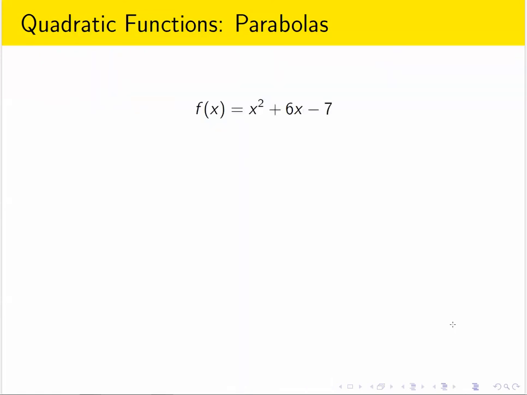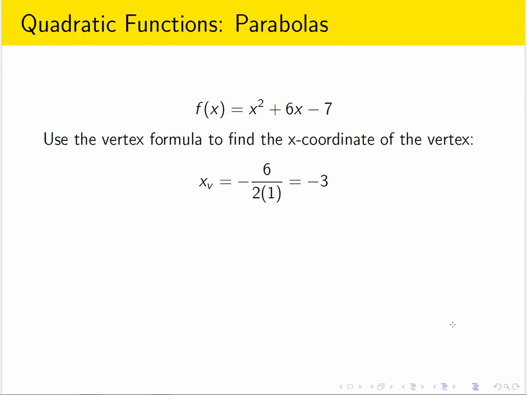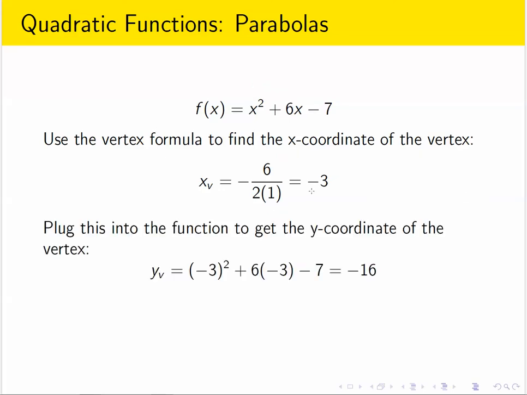So again, from this function, we're going to find the vertex. Here's our vertex formula. Numerator is -b, denominator is 2a. b is 6 and a is 1. Plugging those values in to -b over 2a and simplifying gives us -3. So that's the x-coordinate of the vertex. To get the y-coordinate of the vertex, we just plug that back into the original function. So we get -3 squared plus 6 times -3 minus 7. And when you simplify that, it comes out to -16.